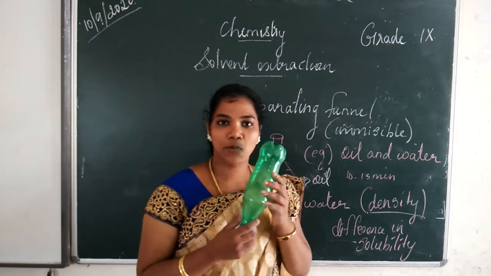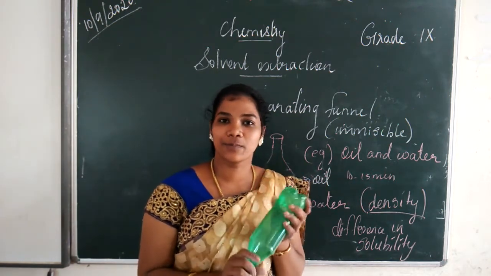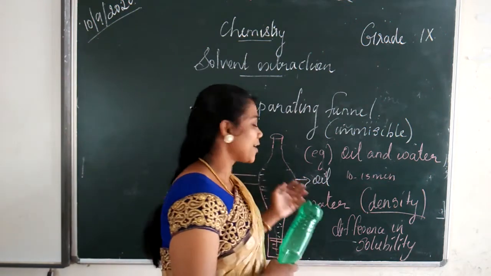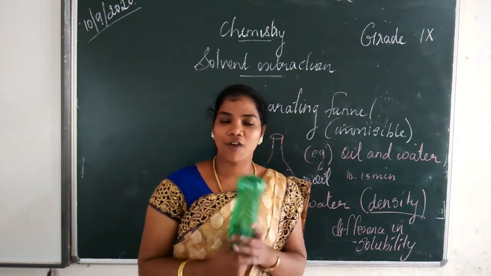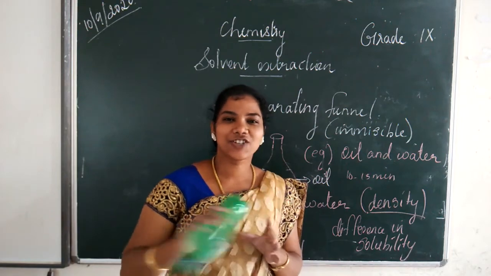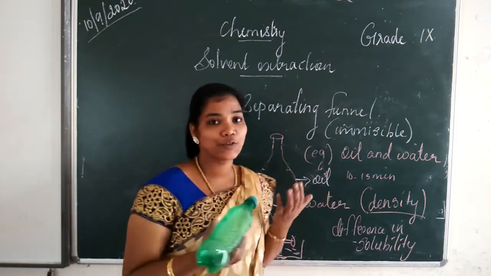Okay, with the help of this bottle you can do it. Take a white bottle. This is the colored one. You take the white bottle and add some kerosene for better results, because oil and water will take much time for separation. You take kerosene and water, fill half of the bottle with it, and shake it continuously for more than 15 or 20 minutes. Here, 10 to 15 minutes is enough.